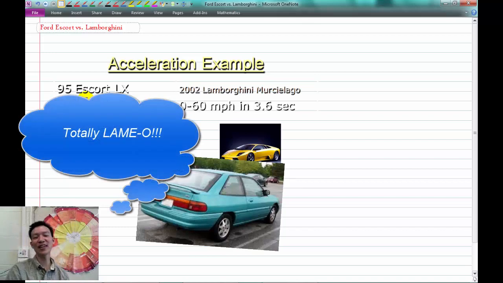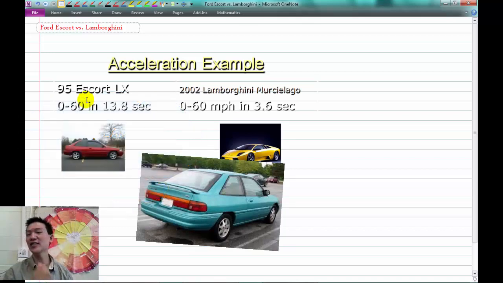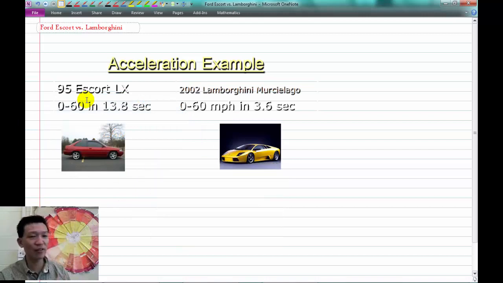And we'll compare that to a Lamborghini 2002. Lamborghini M, there you go, 0 to 60 in 3.6 seconds. So we're going to solve this really quick.